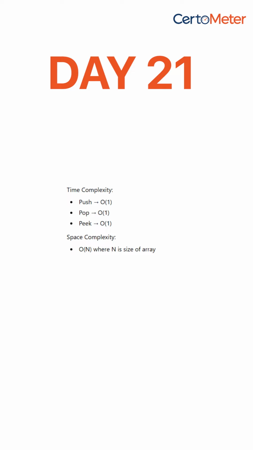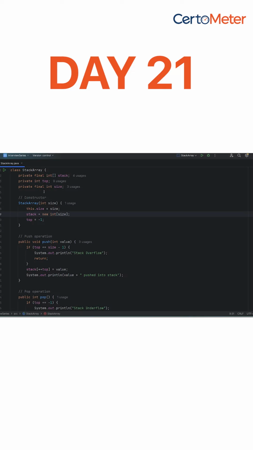Let us quickly look at the code. So here is the code. We have three variables. One is the integer array, then we have top, and then we have size. And when we talk about the initialization, whenever we are creating the constructor, we are passing in the size.